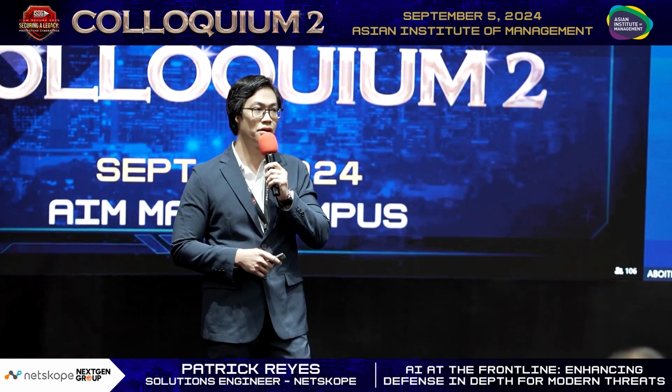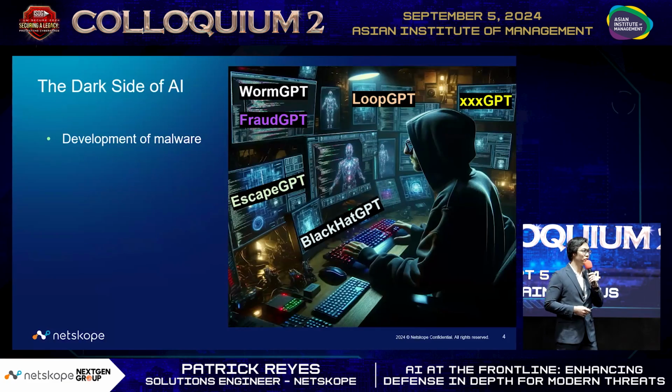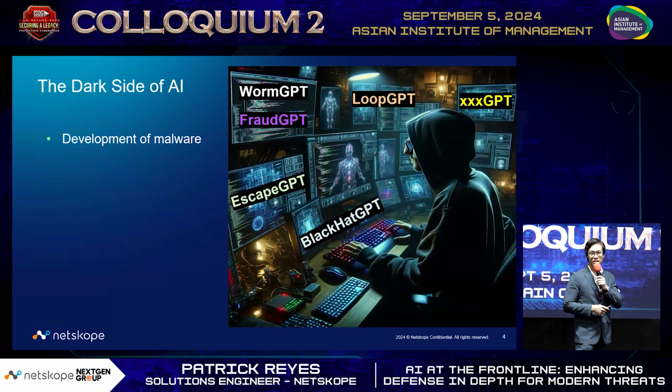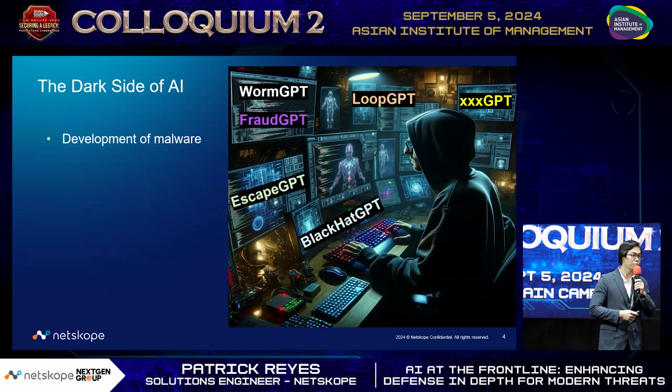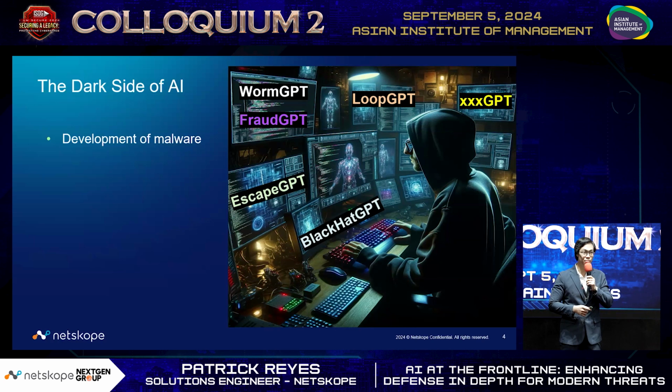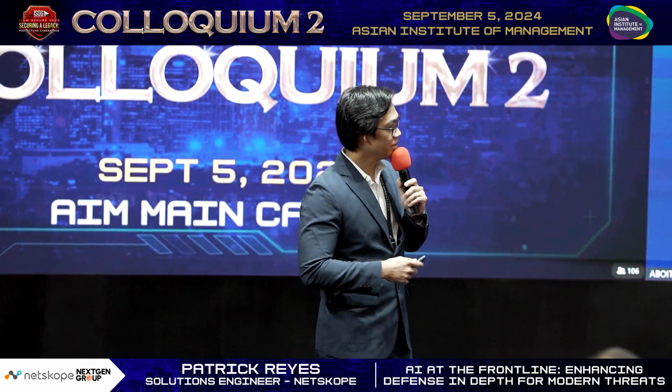And it doesn't actually stop there. Threat actors understand and realize the big power of AI in advancing their attacks, so they also develop their own AI models. What I'm showing you here are samples of the names of the AI models that are being sold in the dark web by cyber criminals.